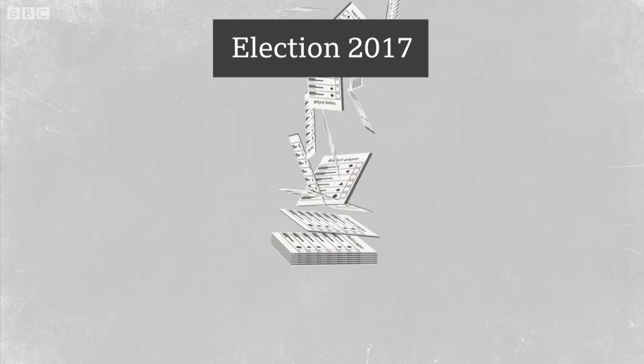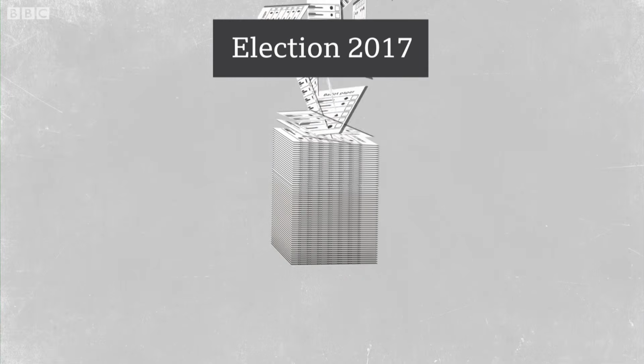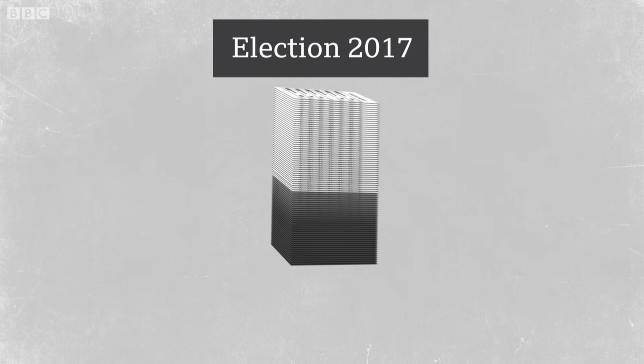Okay, but what happens to your vote if you didn't back the winner? Put simply, nothing happens with it at all. At the last election, 14 million votes cast were for losing candidates. That's almost half of all the votes at that election. And what that means is that the share of votes each party gets on election day isn't the same as the number of seats it ends up with in Parliament.